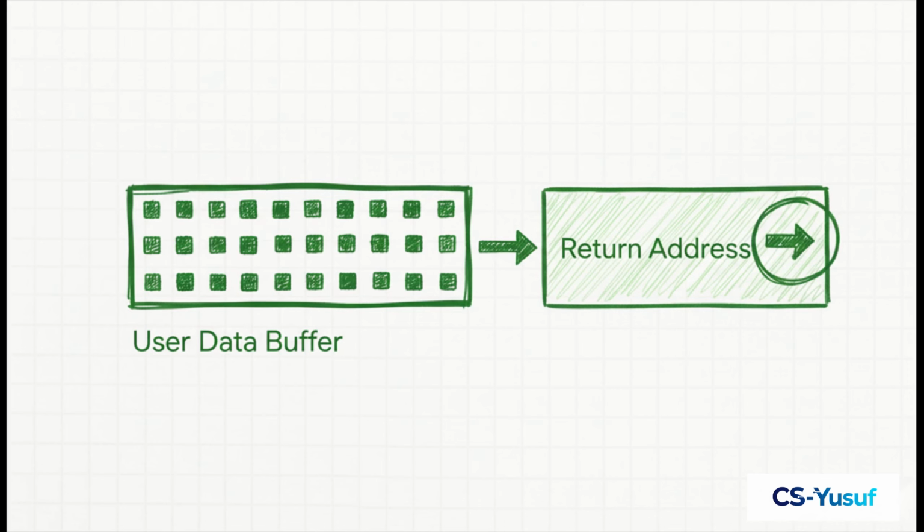So, in a normal, healthy program, memory is organized very neatly. The program has a little area of memory called a buffer to hold input, and somewhere else, it stores the address of where it needs to go back to when it's done with the task.